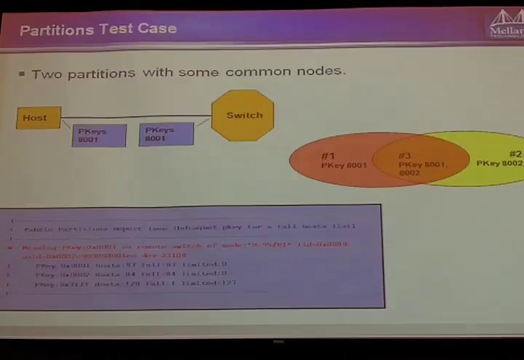So IBDiagnet will come to my rescue again, and it'll go through and check every single link, and look at the pair, and make sure they both support the same P key. So it'll report an error on this problem.